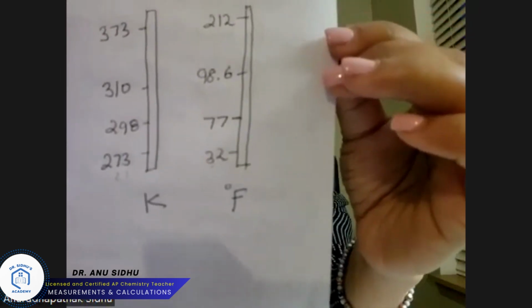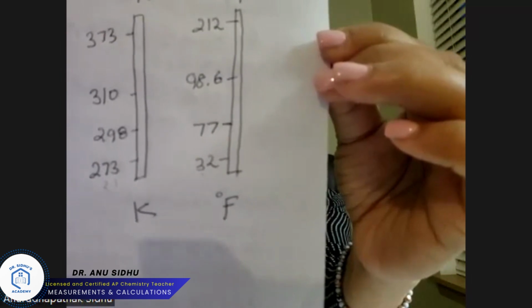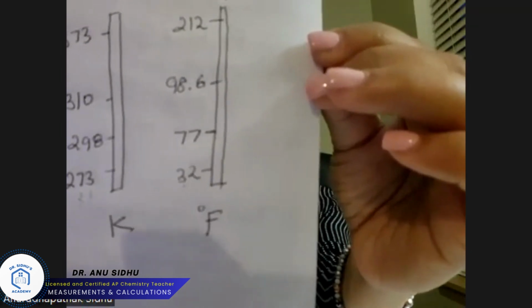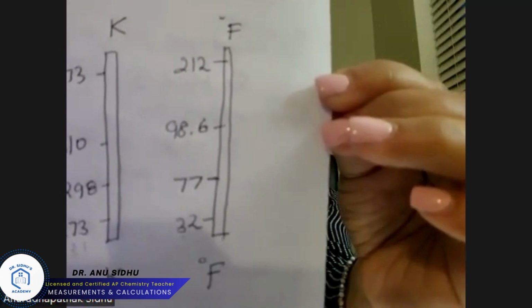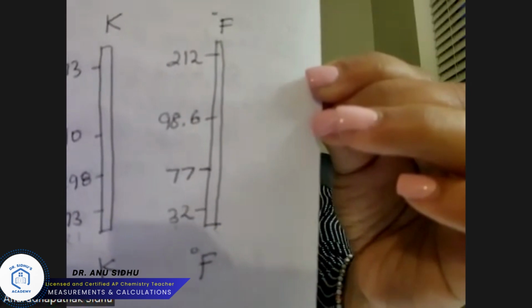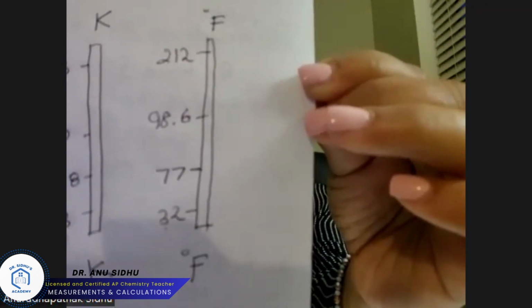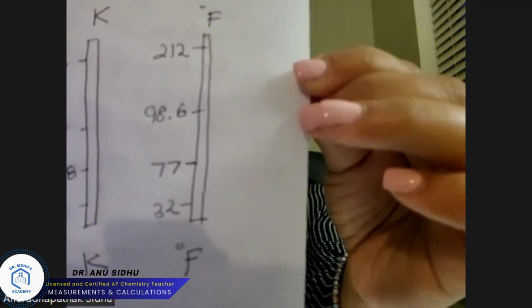So look, water boils at 100 degrees Celsius. On the Kelvin scale, water boils at 373 Kelvin. And on the Fahrenheit scale, water boils at 212 degrees Fahrenheit. Now, the room temperature in the Celsius scale is 25 degrees Celsius. The room temperature in the Kelvin scale is 298 Kelvin. And the room temperature in the Fahrenheit scale is 77 degrees Fahrenheit.